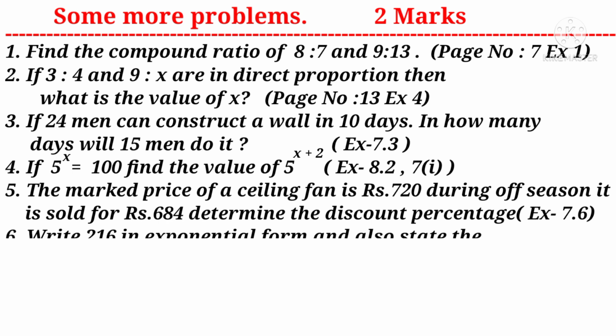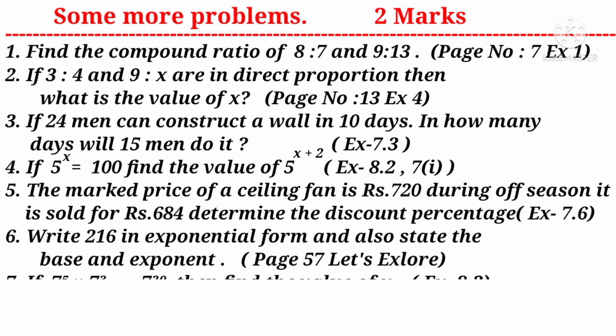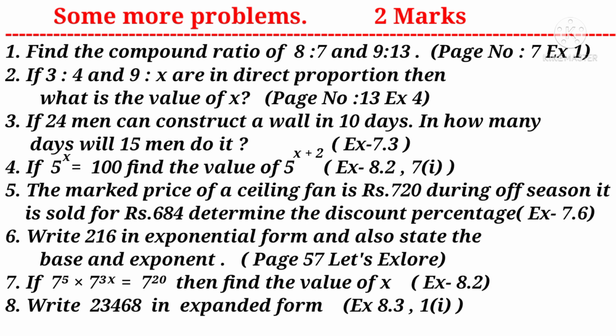Number 2, if 3:4 and 9:x are in direct proportion, then what is the value of x? It is a question from 7th chapter. 3rd, if 24 men can construct a wall in 10 days, in how many days will 15 men do it? It is also from 7th chapter.